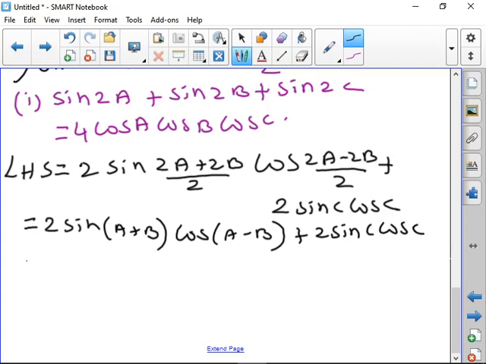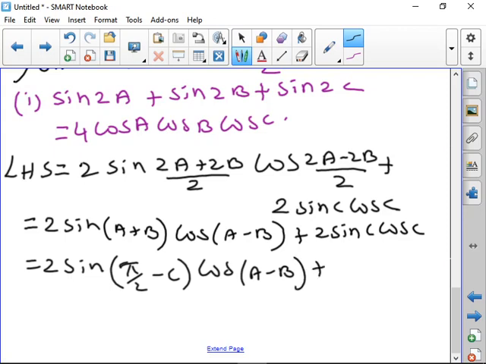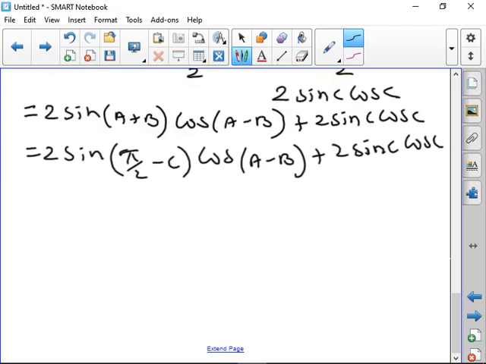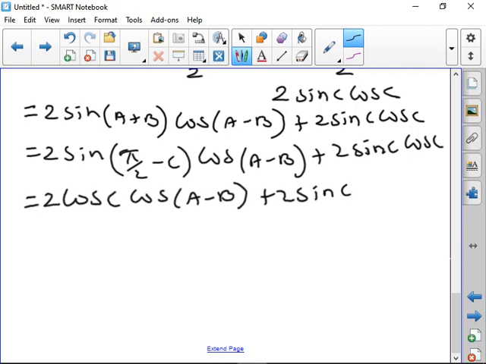Now, a plus b. What is a plus b? A plus b is pi by 2 minus c. So cos (A-B) plus 2 sin C cos C. Okay. Now what is common? What is sin (pi by 2 minus theta)? Cos theta. So cos C cos (A-B) plus 2 sin C cos C. Now what is common? 2 cos C is common.